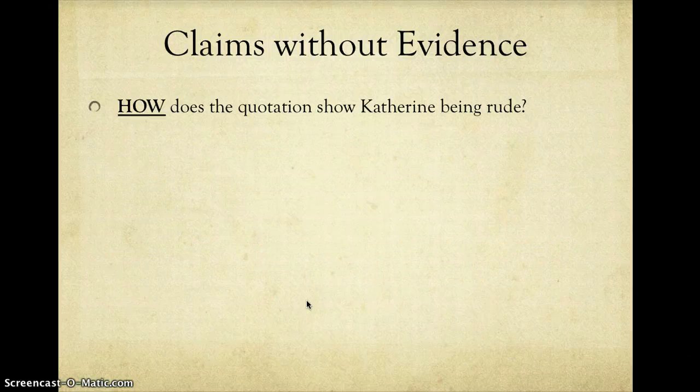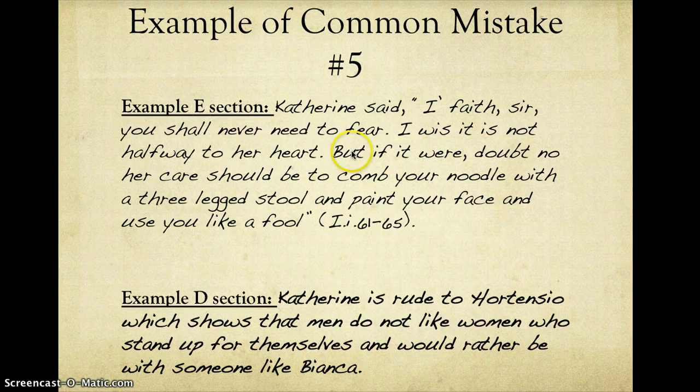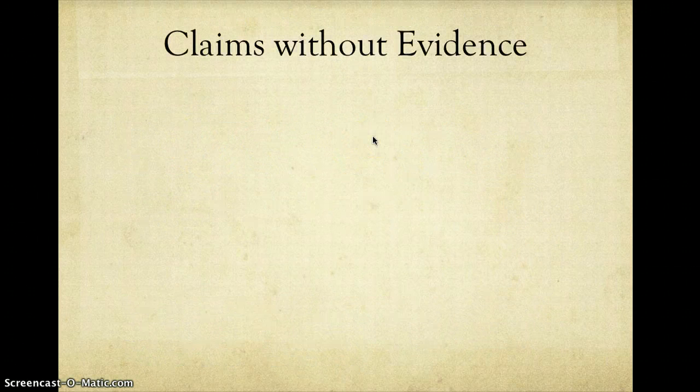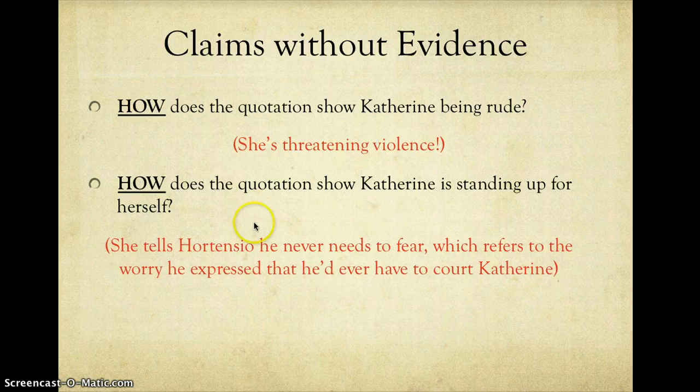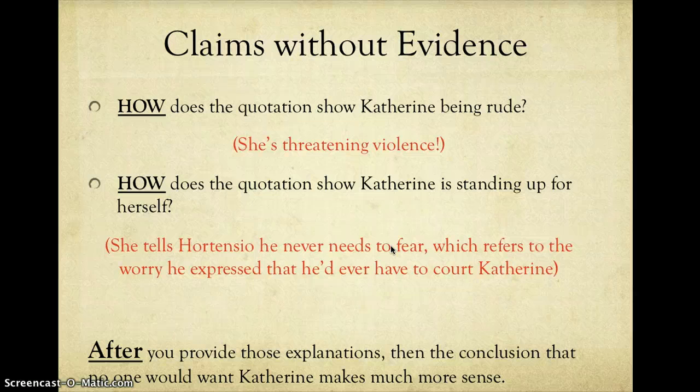If you remember, let's see, we can go back real quick. If you see, "I fade her, you shall never need to fear." Notice the direct connection back to the quotation. She tells Hortensio he never needs to fear. This is referring to a worry he expressed in the previous line to have to court Catherine. Once you add that to the D section, suddenly it is the length it should be, and the conclusions that no one would want to be with Catherine make much more sense because you've explained it.